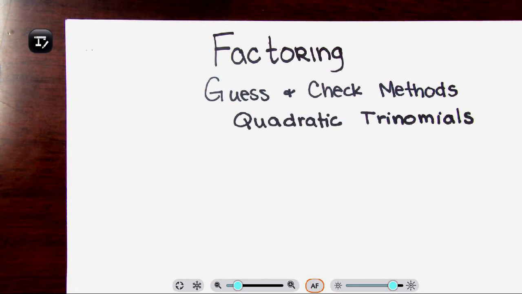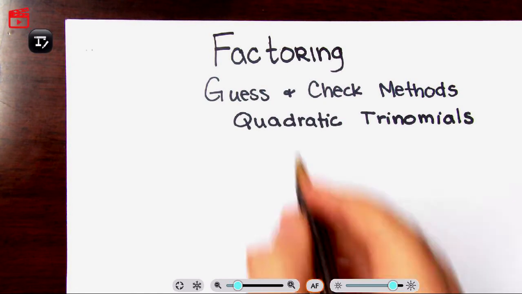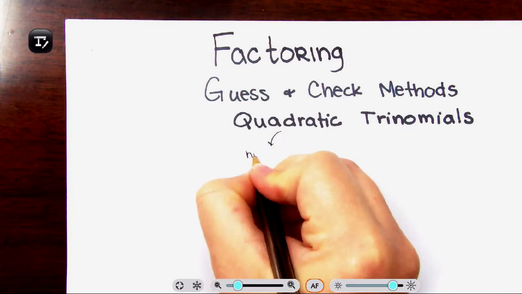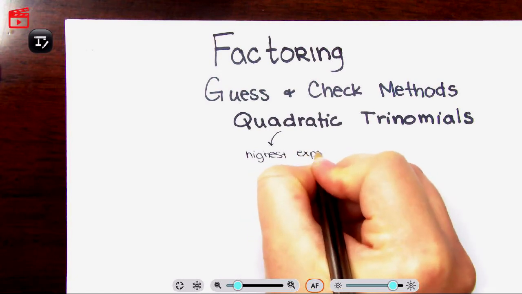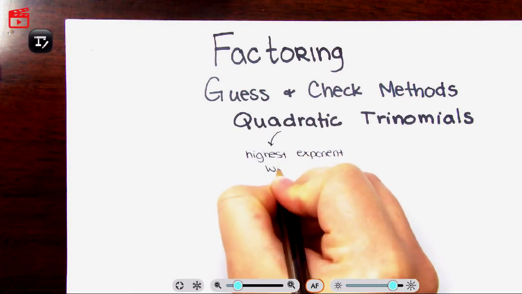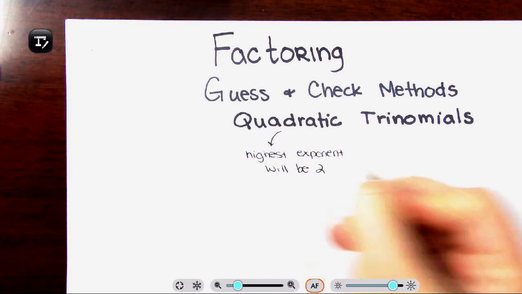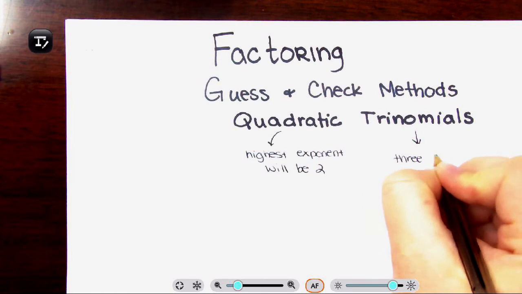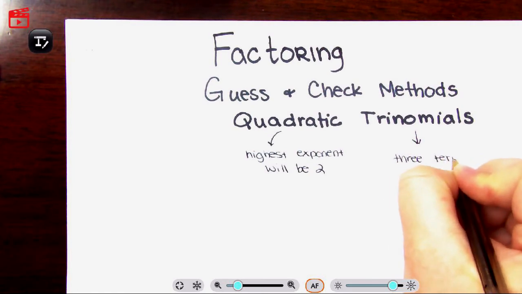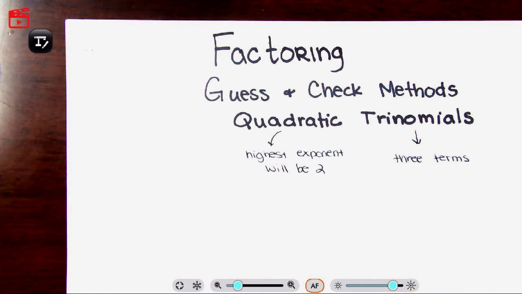In this video, we're going to be talking about the guess and check method for the quadratic trinomial. Quadratic means the highest exponent will be 2, and trinomial means there are 3 terms inside the bubble. And again, the bubble, sometimes you won't see it. That just means that it's there. Mathematicians are just lazy to write it.